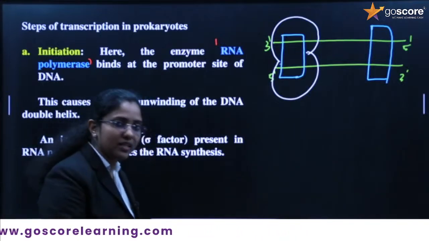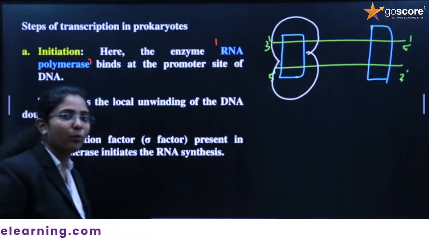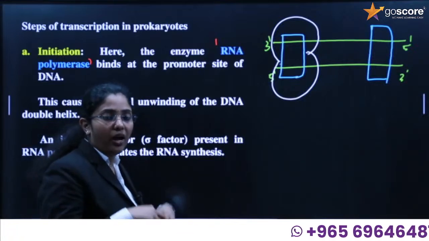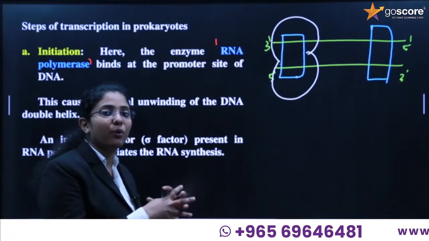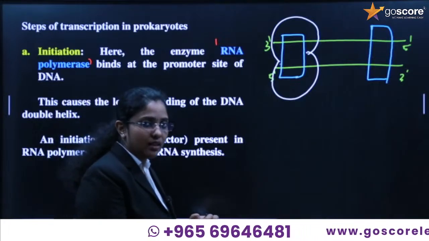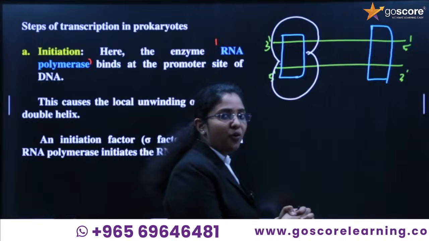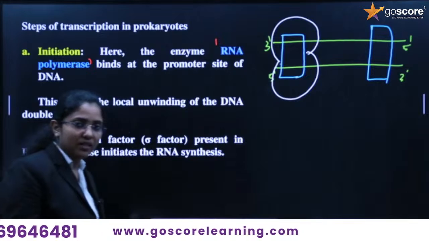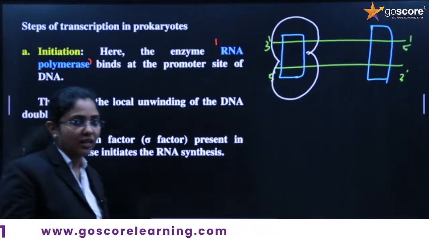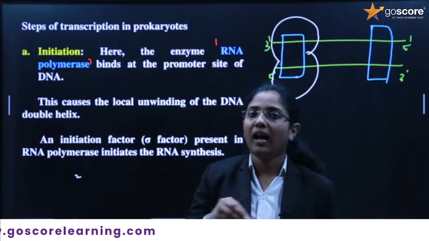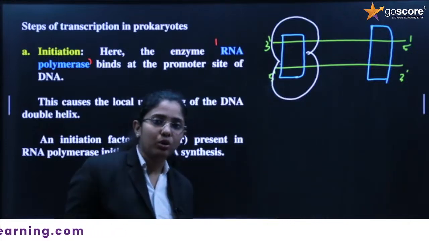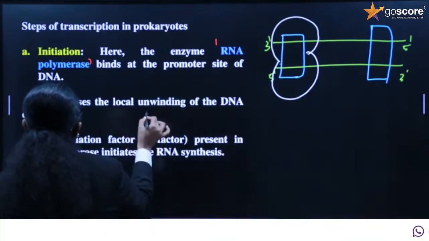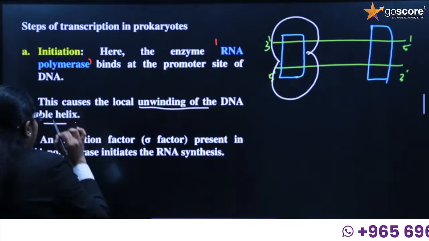they start the synthesis of RNA. For example, we can consider this as a promoter site. Our polymerase enzyme comes and stands there. Then there is a sigma factor; it binds to the promoter region. Then it starts moving. When this enzyme starts moving, a new RNA will be synthesized. Polymerase enzyme means it will add nucleotides. You know what a nucleotide is, right? So this causes the local unwinding of the DNA double helix.